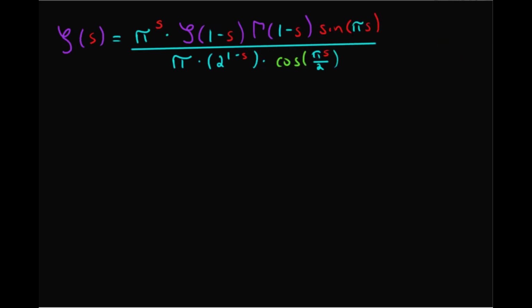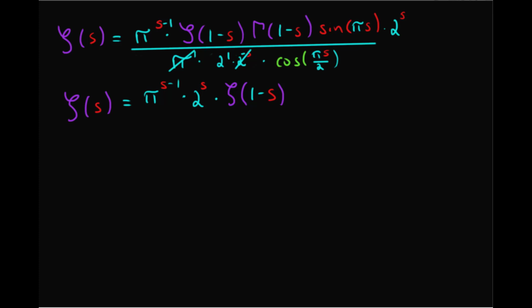So I'll bring that equation to the top line here, and then I'm going to make a couple cosmetic changes which will be helpful. I'm going to write in the denominator pi to the first power, and instead of 2 to the 1 minus s, I'm going to write 2 to the 1 times 2 to the negative s. And so then I can cancel pi from the denominator and write pi to the s minus 1 in the numerator. And instead of writing 2 to the negative s in the denominator, I can write 2 to the s in the numerator. So then I have zeta of s equals pi to the s minus 1 times 2 to the s times zeta of 1 minus s times gamma of 1 minus s times sine of pi s, all over 2 times cosine of pi s over 2.